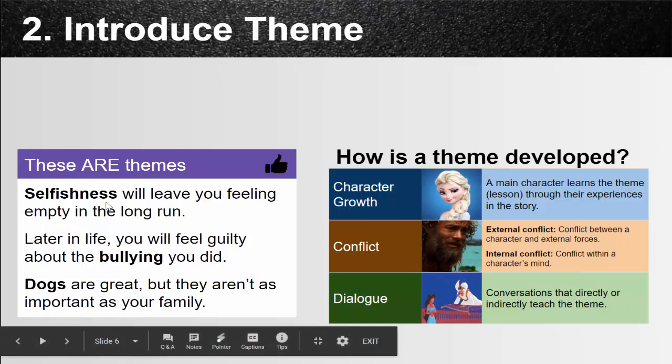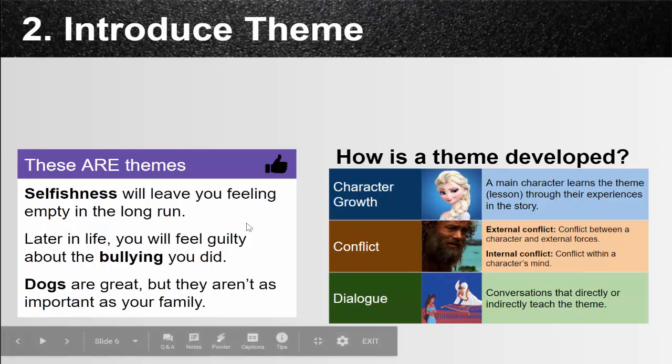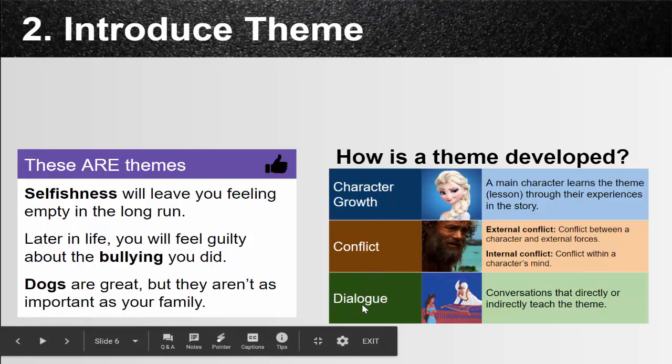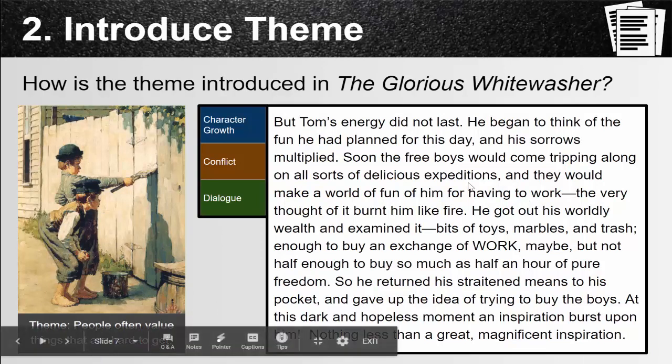Just remember that theme is usually a lesson that the story is teaching you. So we talked about a few different ways that themes are developed too. You can have the character grow and learn the lesson during the story. You could have the character having a conflict, either externally or internally, about the lesson, trying to decide whether that lesson, maybe the lesson helps them solve the conflict. And then dialogue. You can also just talk about the theme or have the character think about the theme a little bit. So I would like you to get out a highlighter or a pen or pencil and think about this with me.